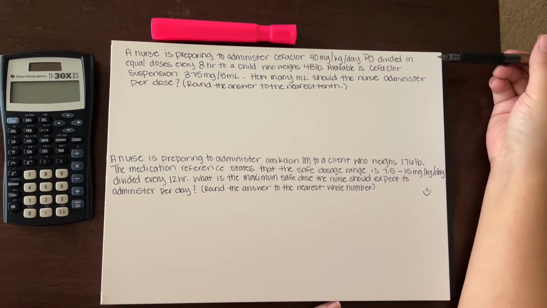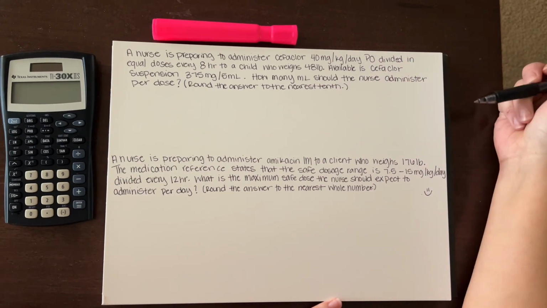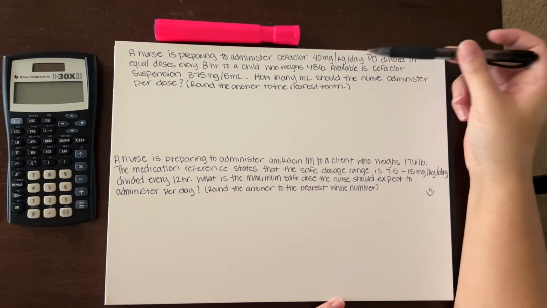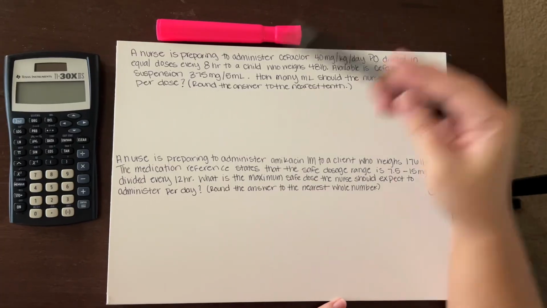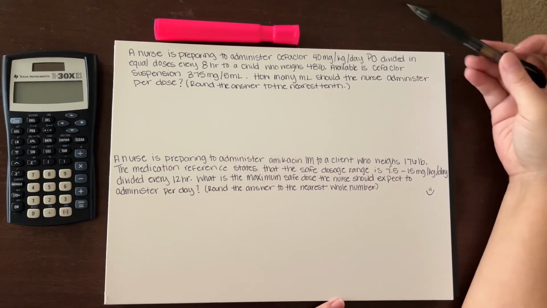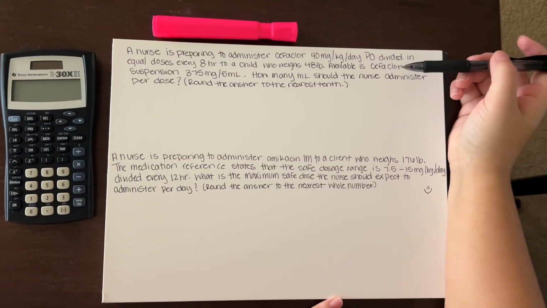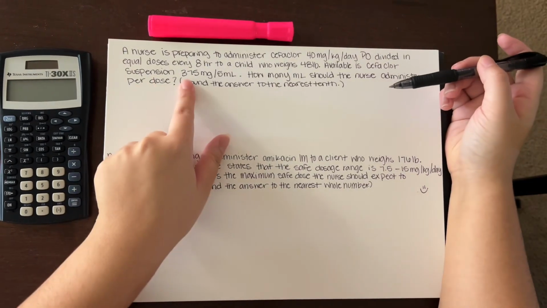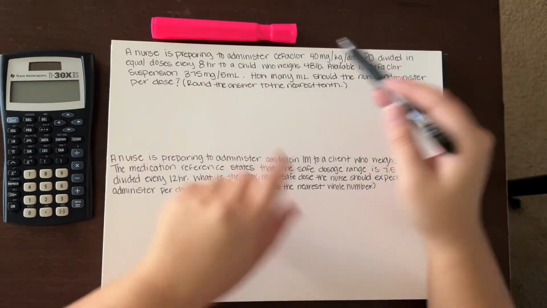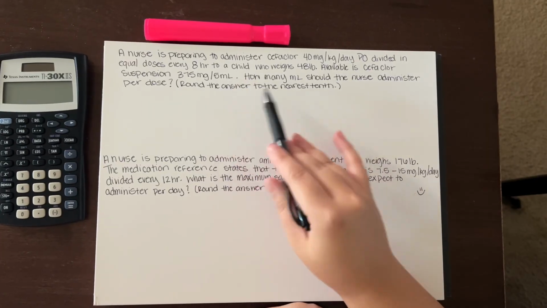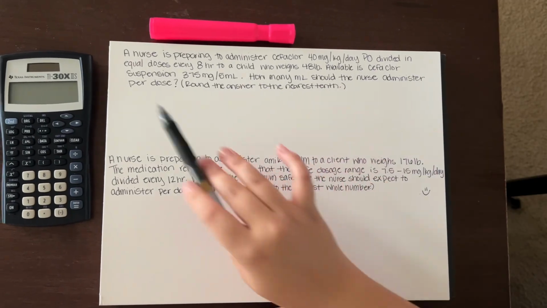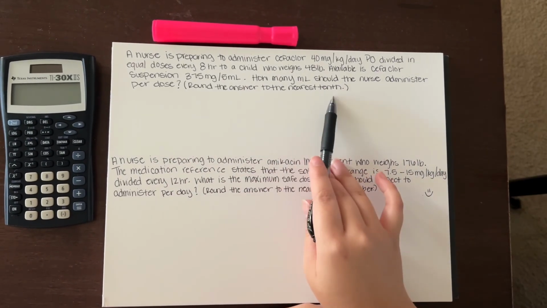A nurse is preparing to administer Cephalocor 40 milligrams per kilograms per day, PO, divided in equal doses every 8 hours to a child who weighs 48 pounds. Available is Cephalocor suspension, 375 milligrams per 5 ml. How many ml should the nurse administer per dose? Round the answer to the nearest tenth.